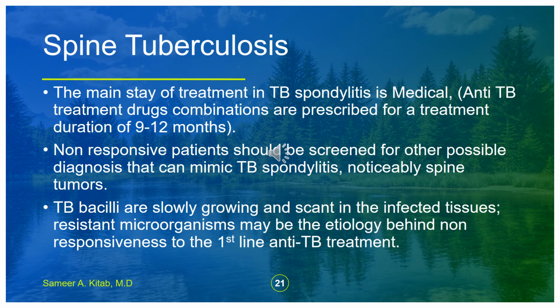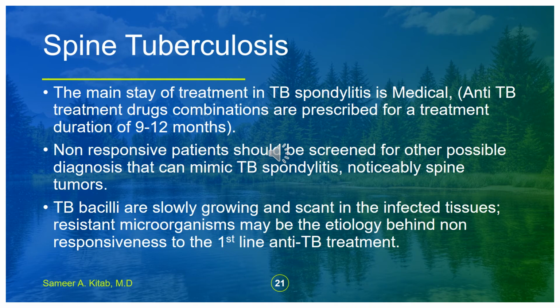The mainstay of treatment of TB spine is medical anti-TB treatment, combination anti-TB treatment, usually for 9 to 12 months. In lung TB, treatment sometimes might be prescribed for 6 months, but in TB involving the bone or the spine, we extend the treatment for 9 to 12 months so that there is less chance of recurrence because of the proximity of neural tissue. And non-responsive patients should be screened for other possible diagnoses like tumors.